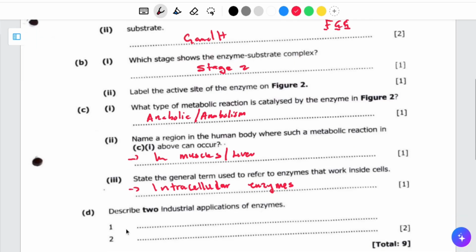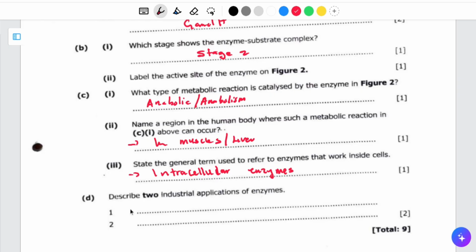Then question D is saying, describe two industrial applications of enzymes. So enzymes are used in dairy industries. Why are enzymes used in dairy industries? There are some meats which are hard for babies to eat, and those meats can only be softened by using the enzymes.